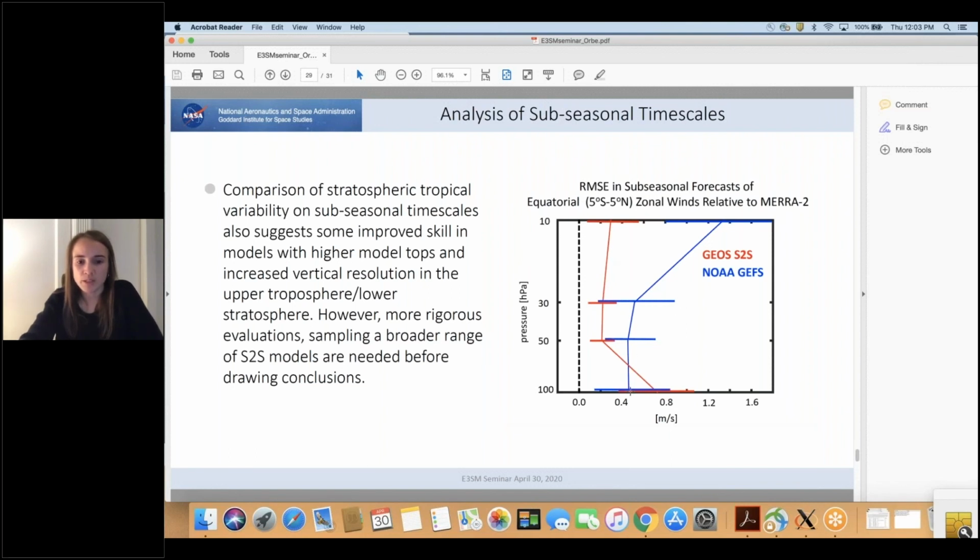What we can see is that in the troposphere and the UTLS region, maybe the difference is not so evident, and if anything, the NOAA forecasts seem to be exhibiting somewhat improved performance. But as we go up in the stratosphere, where the increases in vertical resolution in GEOS appear to be more evident, we can see that there's less error. This is some indication that the changes that have resulted in improvements on longer time scales might also be contributing to improvements on shorter subseasonal time scales.